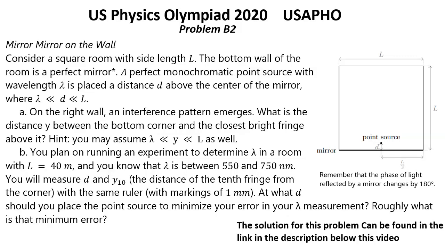Question B. You plan on running an experiment to determine lambda in a room with L equal to 40 meters, and you know that lambda is between 550 and 750 nanometers. You will measure d and y10, the distance of the 10th fringe from the corner, with the same ruler, with markings of 1 millimeter. At what d should you place the point source to minimize your error in your lambda measurement? Roughly, what is that minimum error?